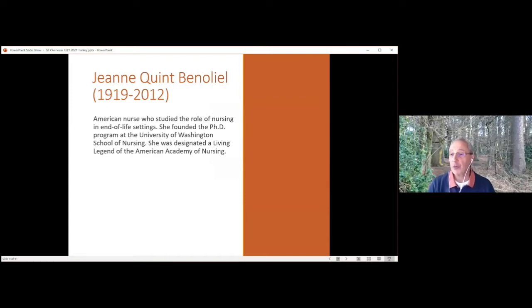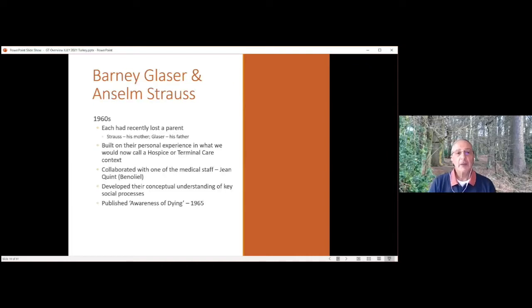And she'd worked with them in the 60s. She didn't write a huge amount on the method side, but she used the concepts which Glaser, Strauss and Benoliel worked on in the 60s to develop the way in which people are nursed in, as it says here, end of life settings, or what's called terminal care, which really didn't exist before the 60s. So she died in 2012 and was a very important figure in the early days of the method and in nursing in America. And Glaser and Strauss came upon this method or developed this method for very personal reasons.